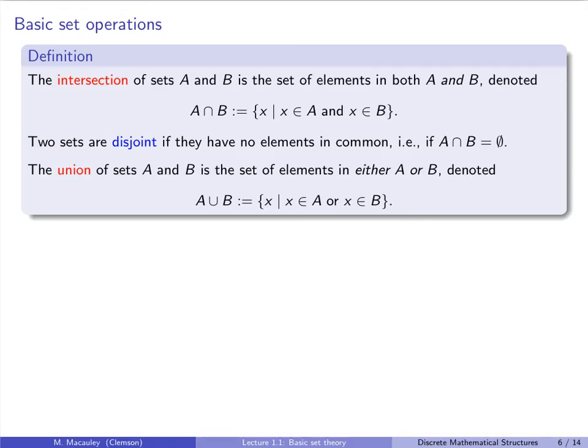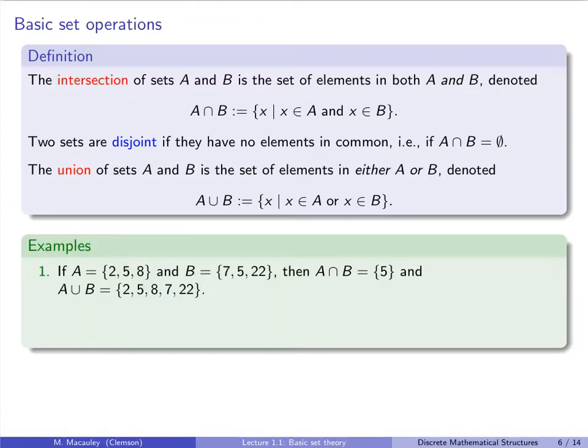Finally, the union of sets A and B. This is the set of elements that are in either A or B. So we say A union B, or the union of A and B, and we use this symbol that is sort of like a U. And by definition, this is the set of all x such that x is in A or x is in B.